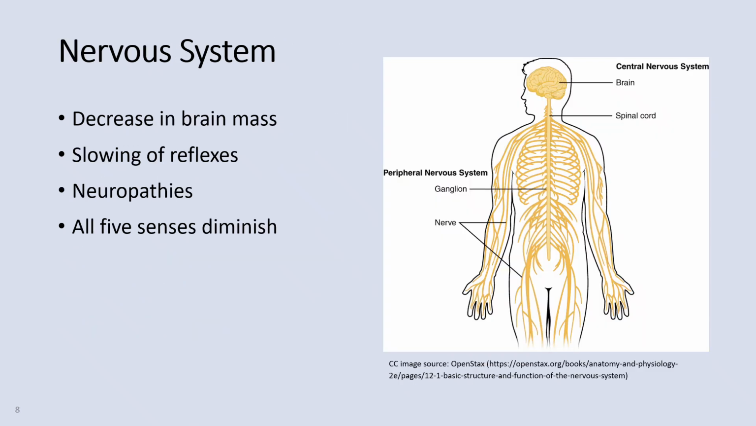In the nervous system, we see a decrease in brain mass and an increase in cerebrospinal fluid to compensate. As a result, we see a decrease in nervous system functioning, a slowing of reflexes, and a decrease in our senses. Additionally, the autonomic nervous system does not function as strongly as it does in our younger years. Elderly patients will also see an increase in neuropathy, which can cause problems such as numbness, tingling, and discomfort in the extremities, as well as a decrease in pain sensation throughout the body.